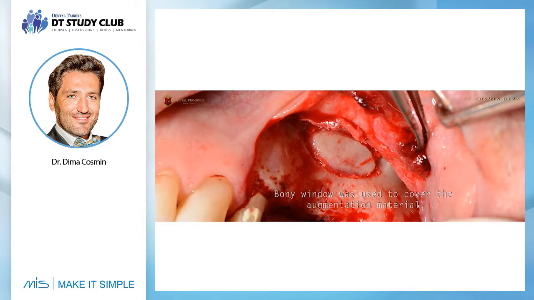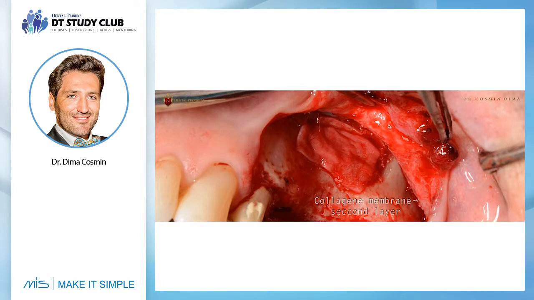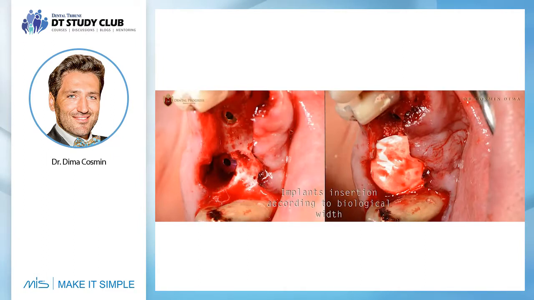In this case, we put the bony window in the same place, like you can see in the picture. Sometimes we use it, like you have seen before, in a bone mill, and we use it for bone augmentation. This is the second layer of the collagen membrane, which will cover the area, and you can see now the implant's position according to biological width. You can see on the area of the extraction that we kept in mind the future remodeling, so the implant is inserted subcrestal, and of course, according to biological width and the bone remodeling we know about.